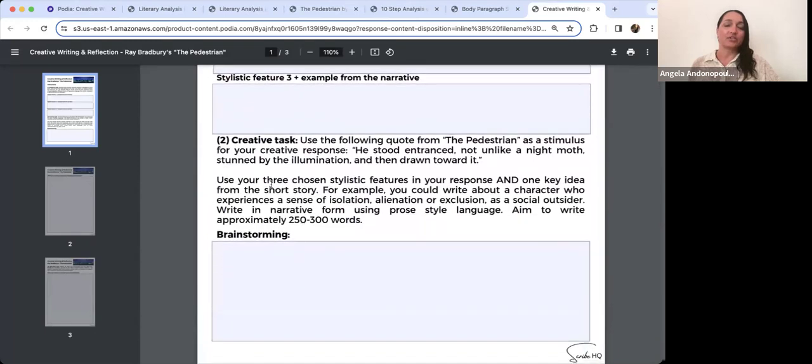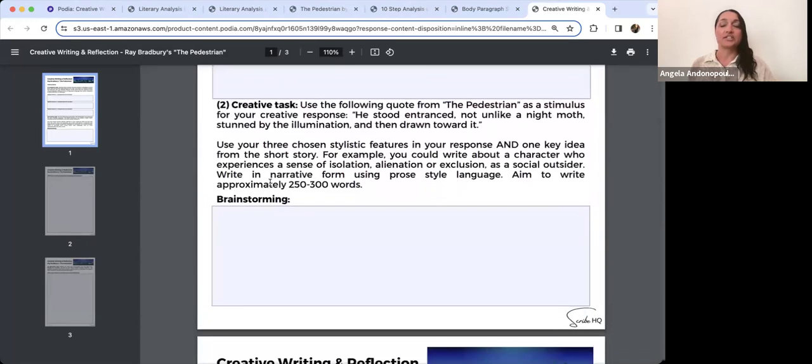The task is, for the creative piece, use the following quote from The Pedestrian as a stimulus for your creative response. "He stood entranced, not unlike a night moth, stunned by the illumination and then drawn toward it." So this imagery is of somebody who has seen something that they feel drawn towards. It doesn't have to be a police car like it was. It doesn't even have to use that quote explicitly and directly like that. It doesn't have to be a male, but you can use it as a stimulus. So it doesn't mean you have to use that quote in your piece exactly.